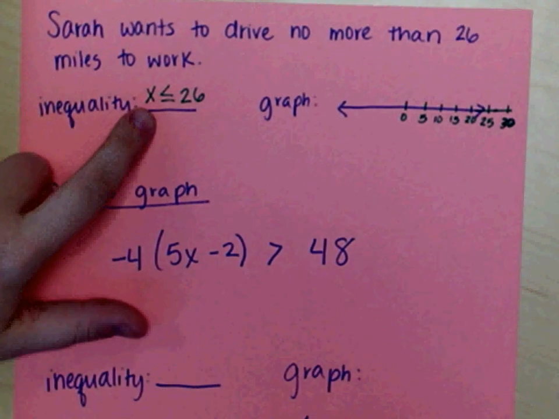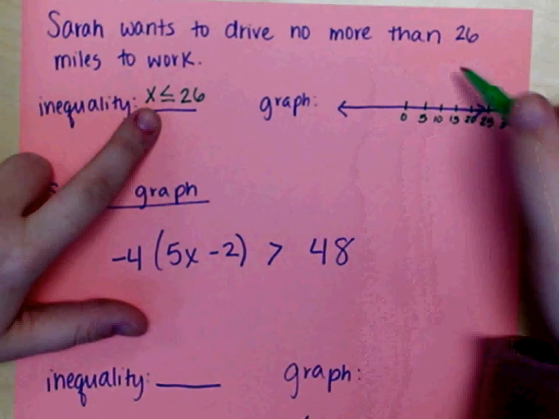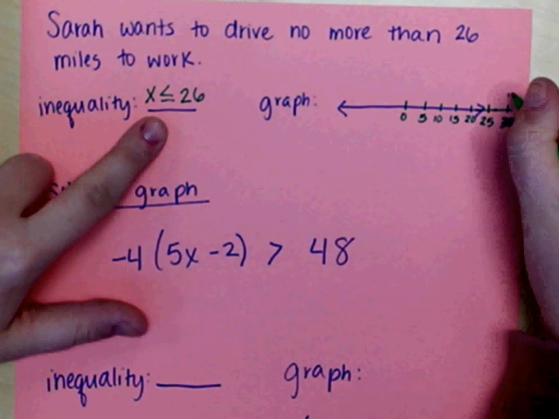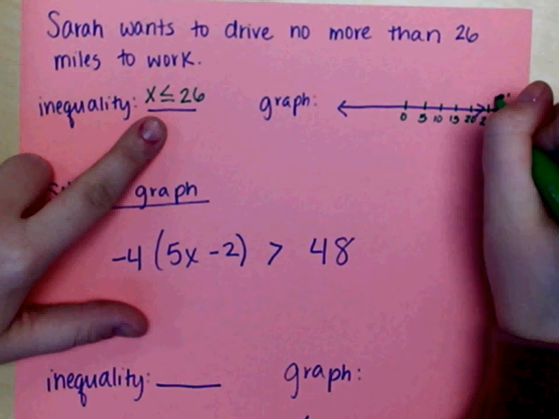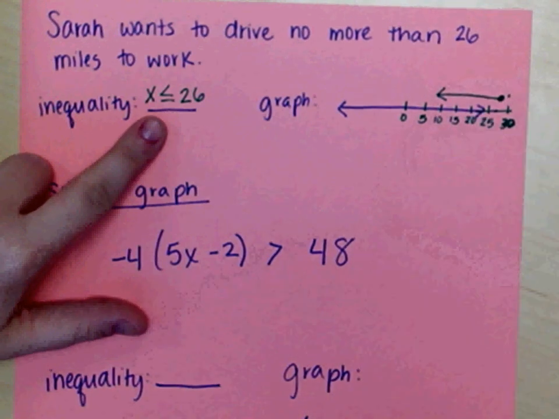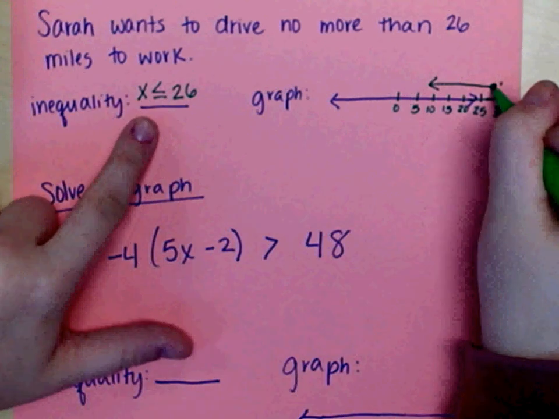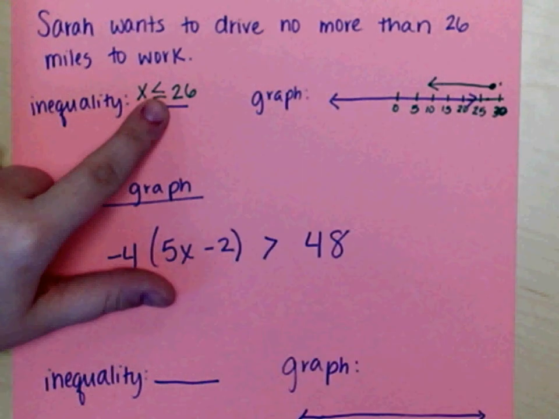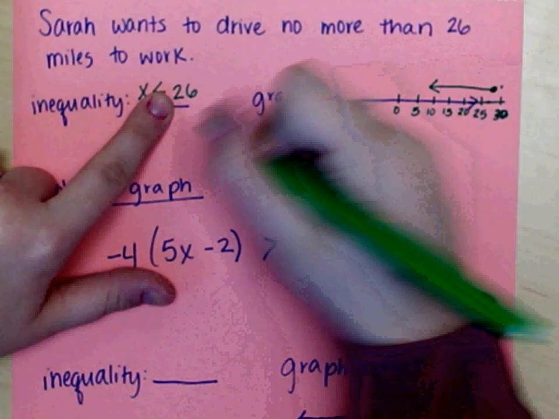So if x is less than or equal to 26, she wants to drive no more than 26 miles. On my graph, since it has this equal sign right here, I'm going to have a closed circle on 26, and then it's going to go to the left. No more than 26. It can be equal to 26, but no more, so it's a closed circle. If this were just a regular less than symbol without the equal sign, it would be an open circle on your graph, so be aware of that difference.